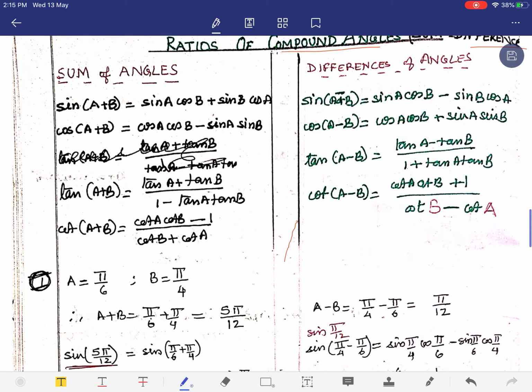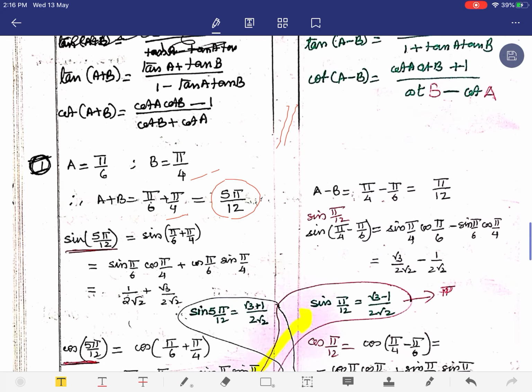Now, sine of A plus B, the formula expresses this compound angle in terms of A and B, and A and B are those angles whose ratios we are aware of. To start with, I will explain with an example here. Like here, A is pi on 6 and B is pi on 4. If you take the addition of the two angles, what we find is it is nothing but 5 pi on 12. The angle is 5 pi on 12, and we are asked to find the ratio corresponding to it.